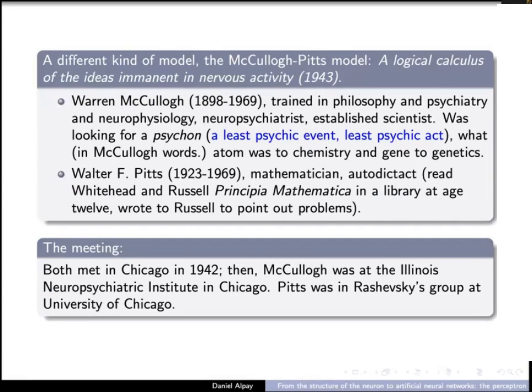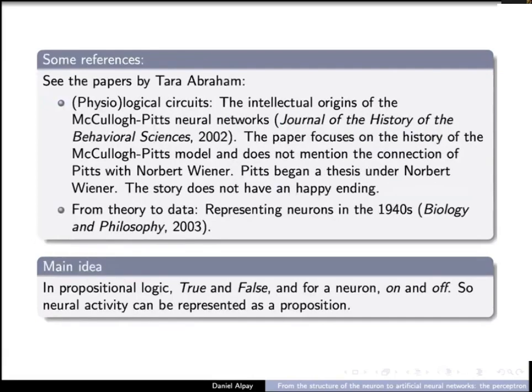And they began to work in 1942 in Chicago, when McCullogh was at the Illinois Neuropsychiatric Institute, and Pitts was in the Rashevsky group at the University of Chicago, which I mentioned before.